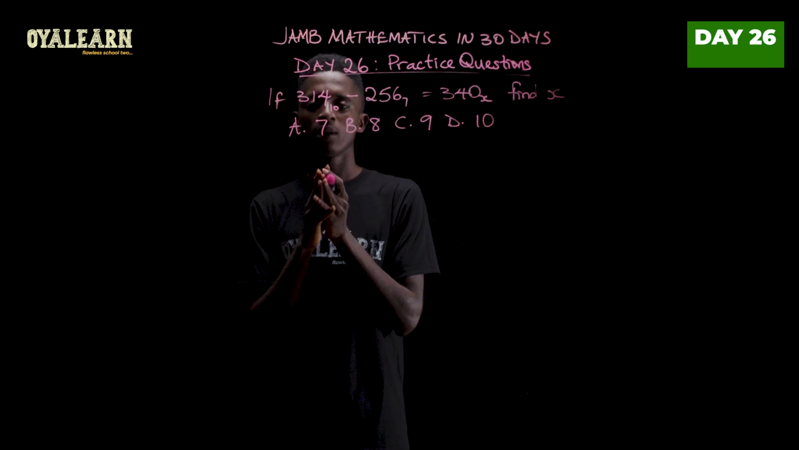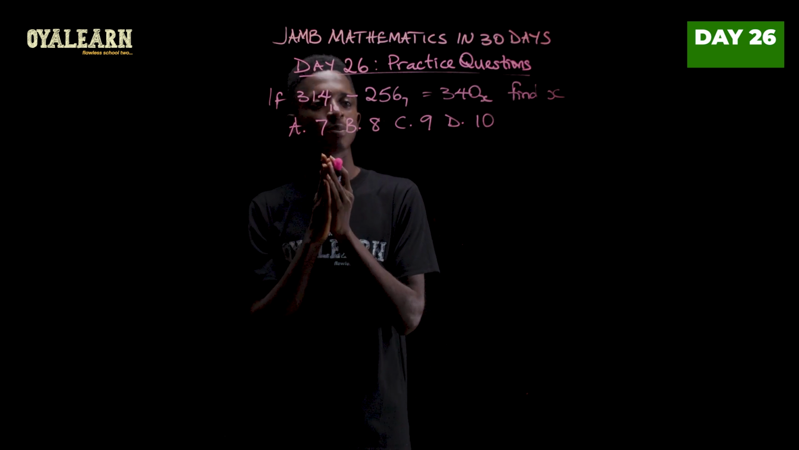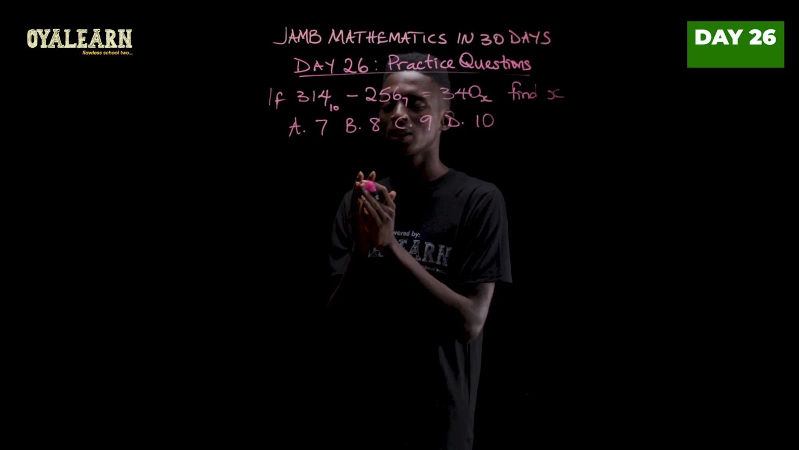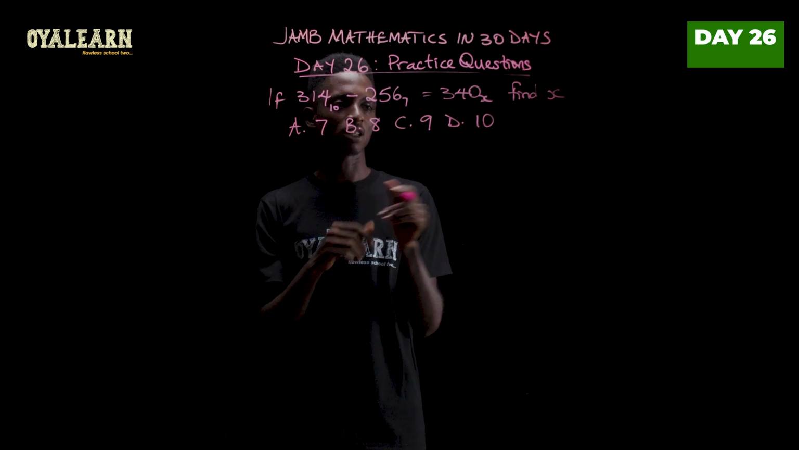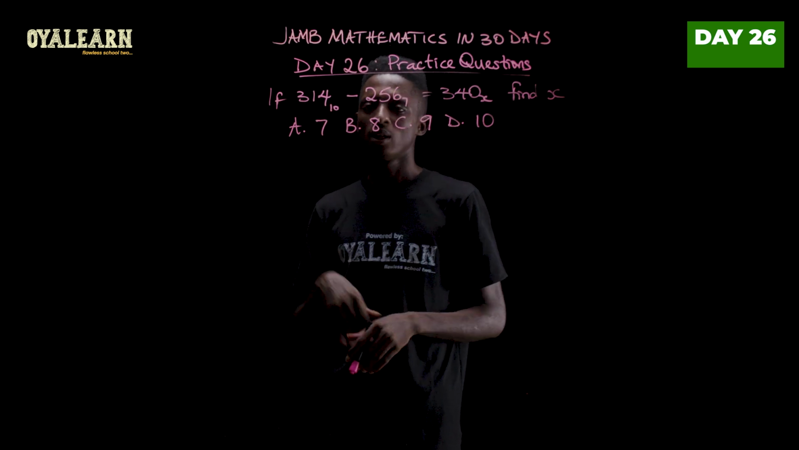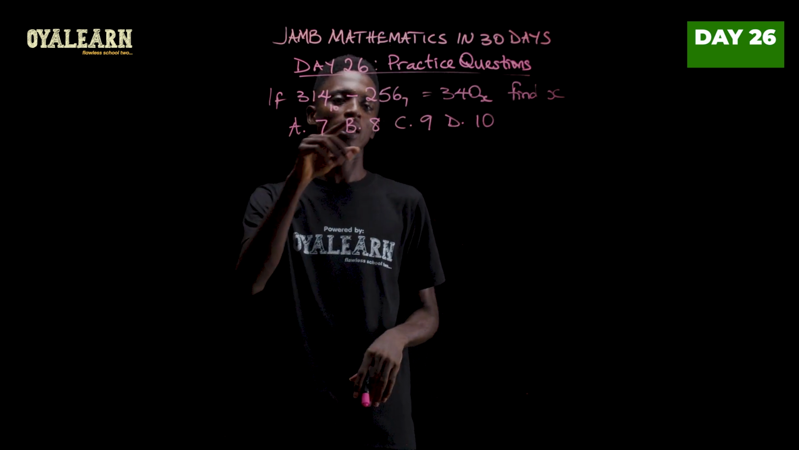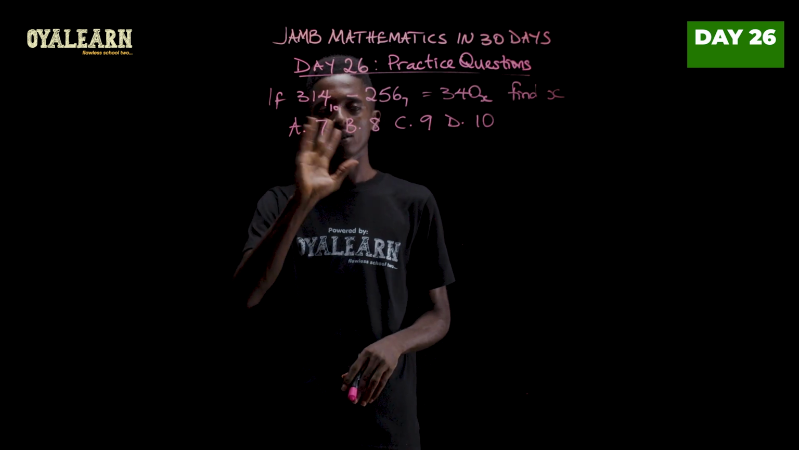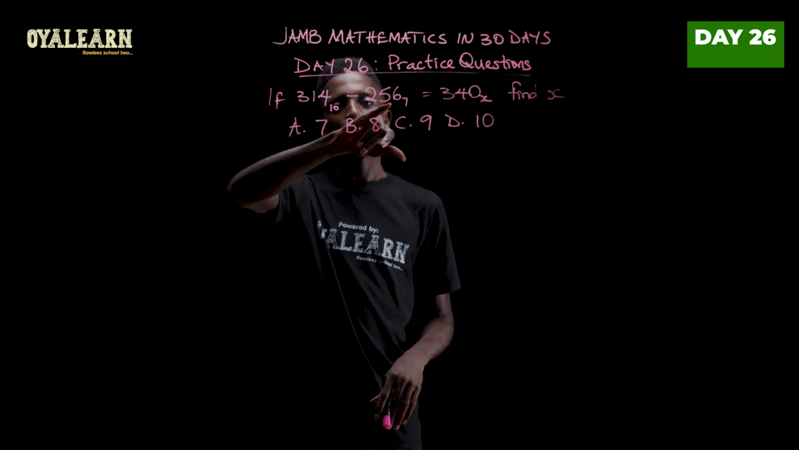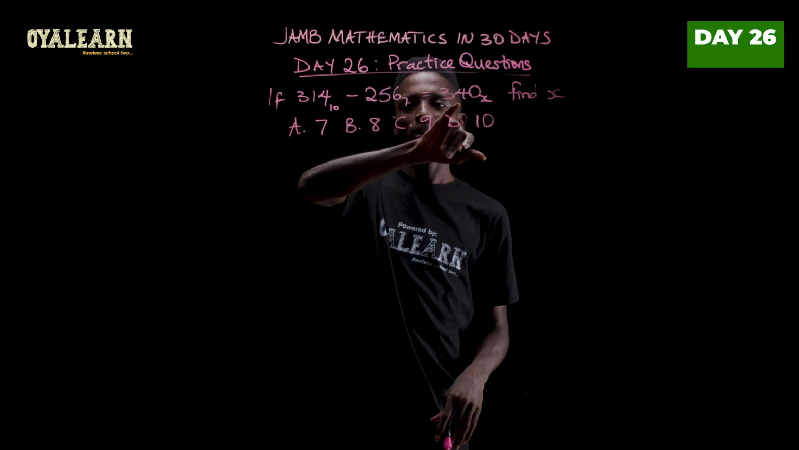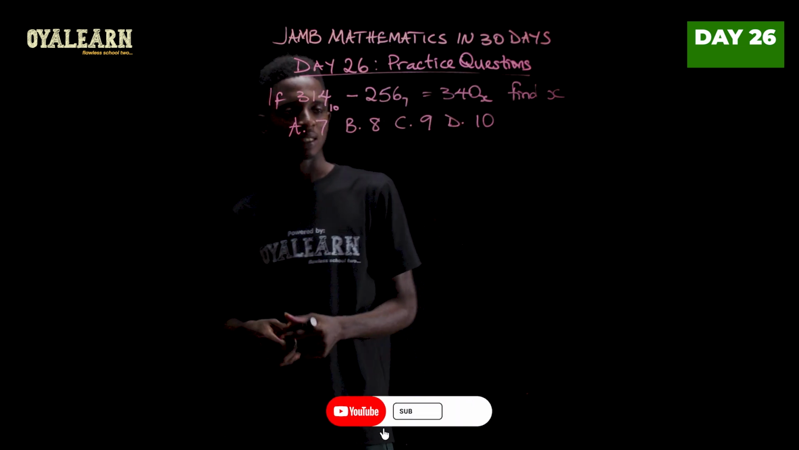In this question here, we see that if 314 base 10 minus 256 base 7 equals 340 of base x, find x. So we need to find this unknown base. Now, one thing you want to do quickly is to bring everything to base 10. This is already in base 10, so we don't bother about that. But we'll bring this one to base 10, and we'll bring this also to base 10.